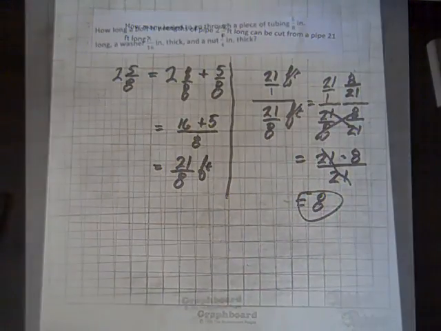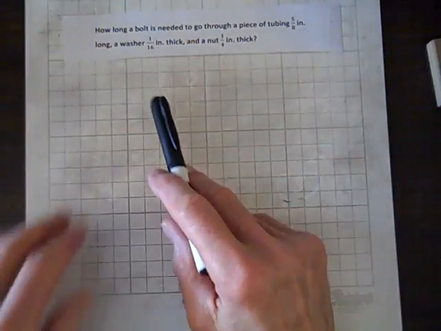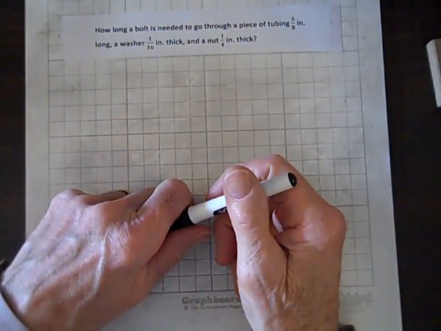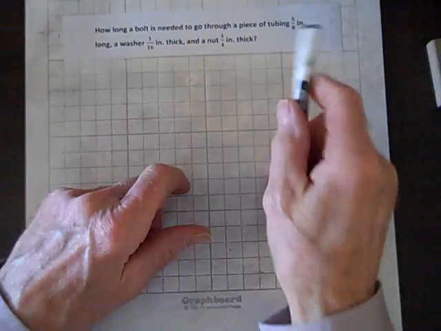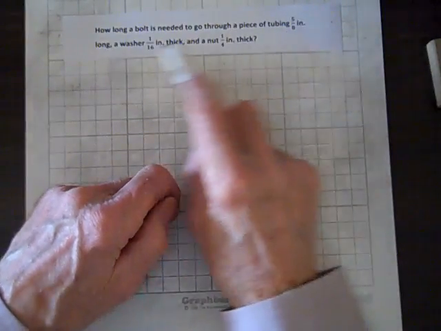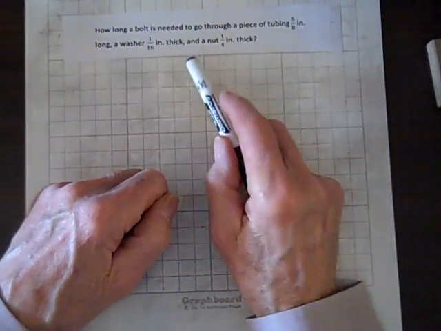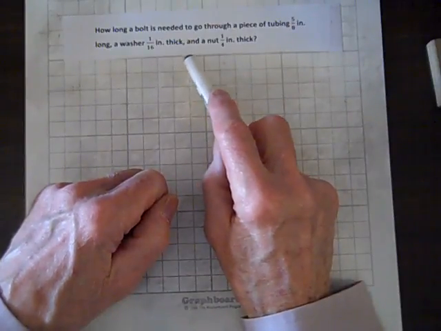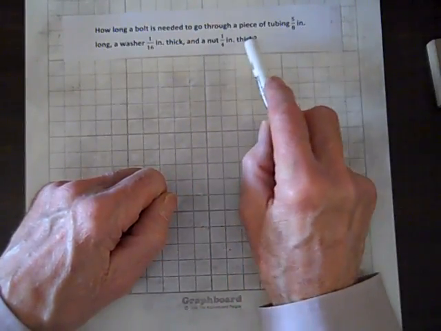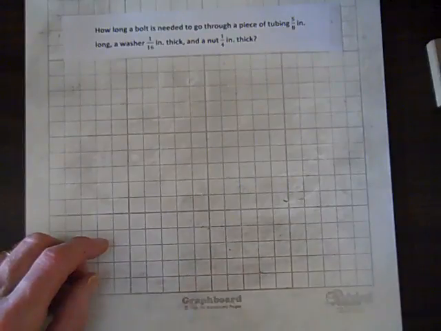So that's it. Well, we're going to add fractions. Here's our problem. How long a bolt is needed to go through a piece of tubing 5/8 inches thick, a washer 1/16 inch thick, and a nut 1/4 inch thick? In other words, we just have to add these widths up, and that'll be the length of the bolt we need to go through them.